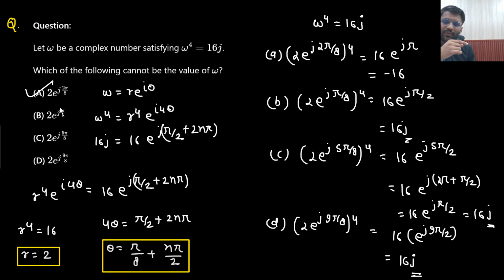So you put n equals 0, you will get pi by 8. You put n equals 1, what you will get? You can check the options in that manner. Okay. So both of the ways are correct. You will solve this question.